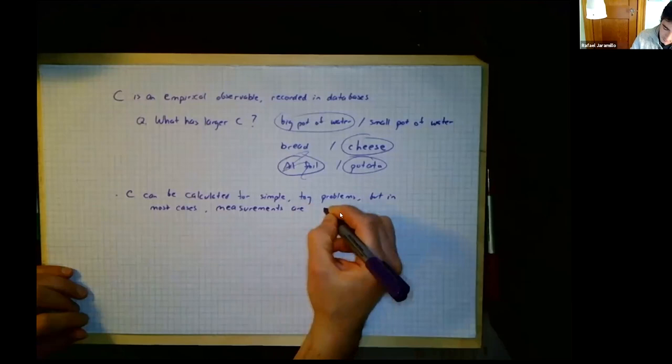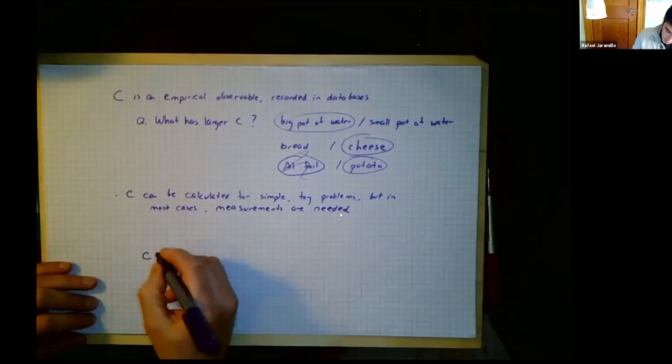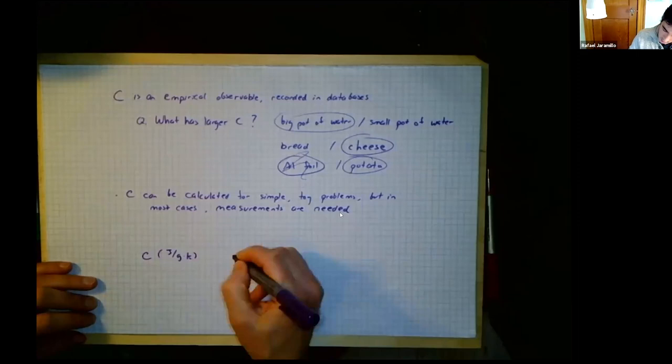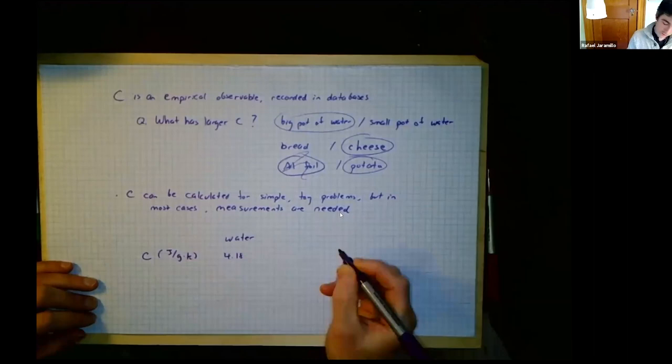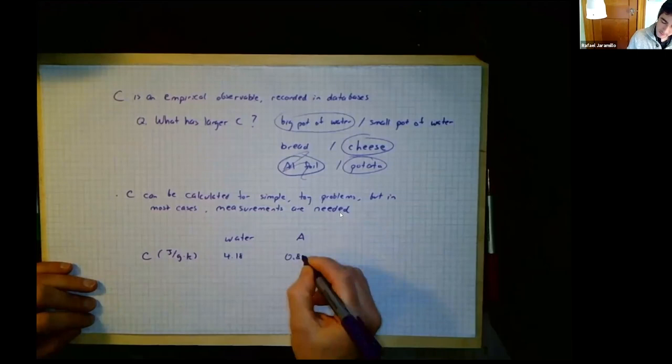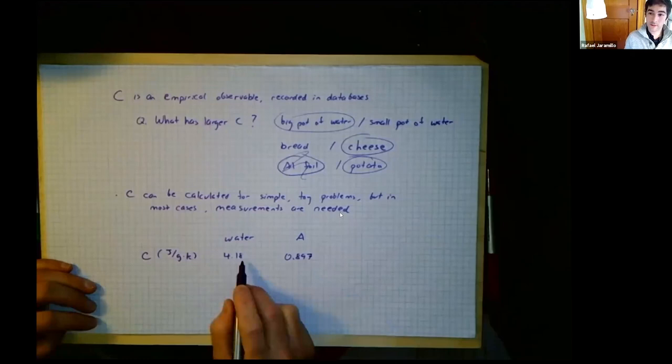And I actually did record some numbers here. So heat capacity in joules per gram Kelvin, let's see, water. Water has a large heat capacity. It has to do with all of the vibrational degrees of freedom in water. Aluminum is very small, 0.897. So this right here is why you can touch the aluminum foil, but you have to avoid getting a steam burn, right, when you open up the food you've packed in foil.